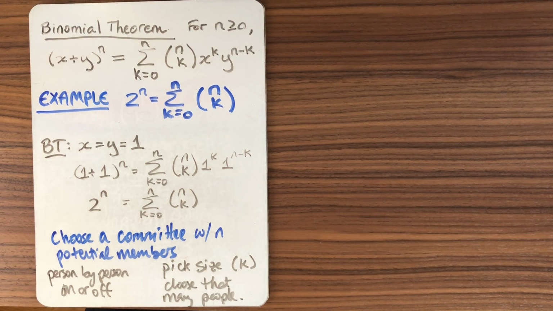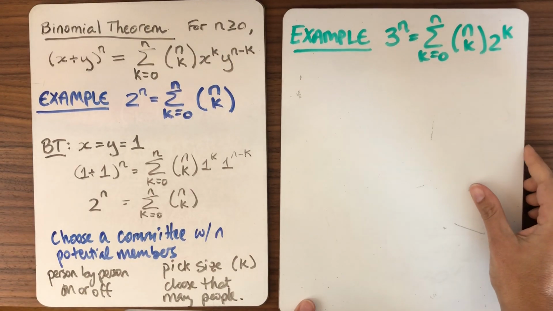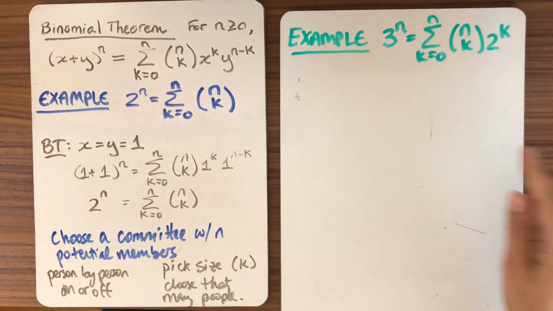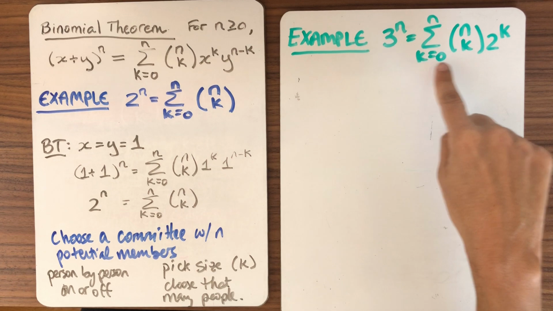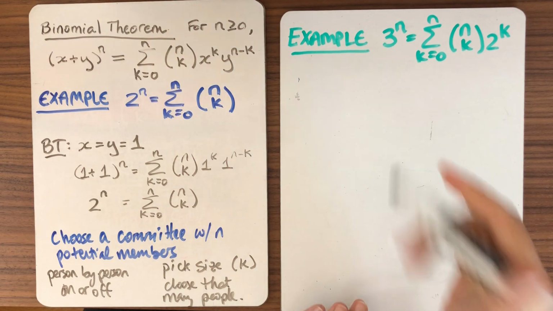The second identity that we looked at when we were doing the same example with the penguin and the polar bears was this one: 3^n equals the sum of n choose k, 2^k. Why would that be the case? Again, let's do two proofs.